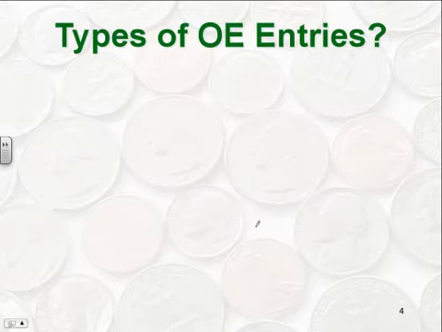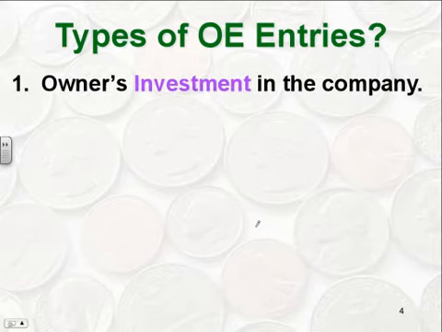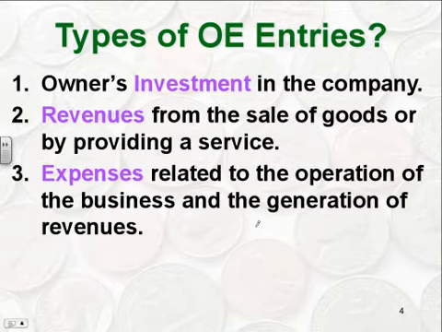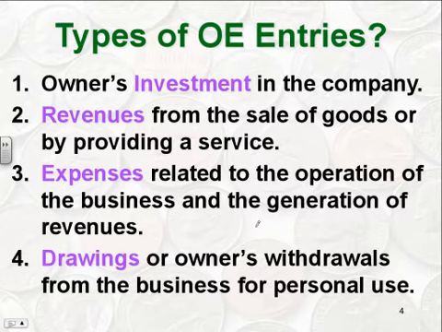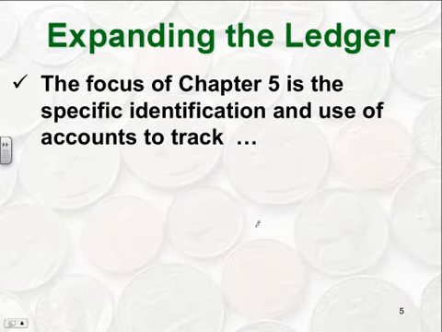The types of owner's equity entries that we've been doing are when the owner invested in the company, he put cash in or assets, or when he or she made a sale or provided a service, or when they had expenses related to the operation of the business. For example, they had to fix the car or pay their hydro. And also, if the owner took money out, which we've been calling withdrawals, we've been putting all of these in the same account. The focus of this chapter then is to identify specific accounts to be used for each of these types of transactions.